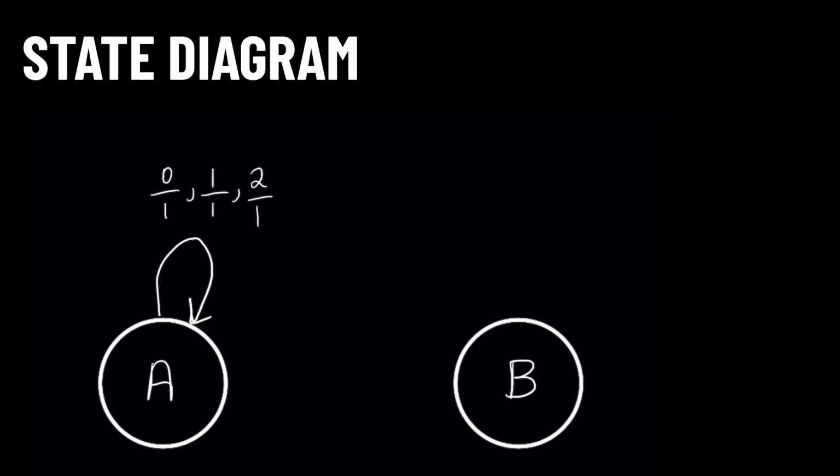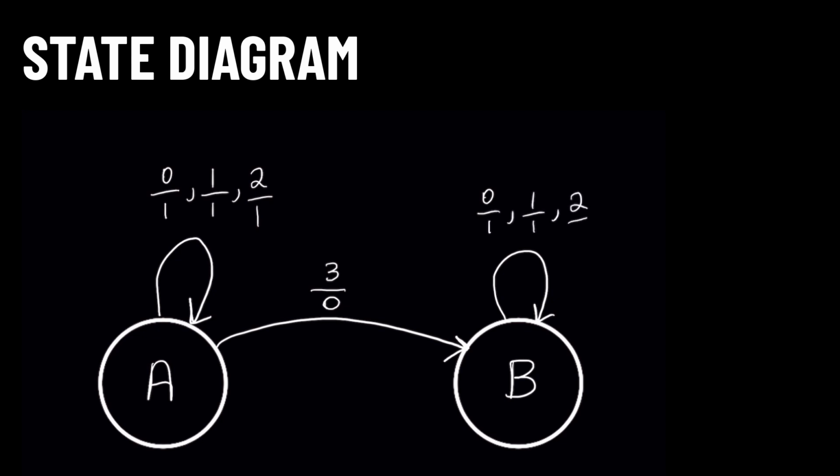In state A, we will remain in state A if the input is 0, 1, or 2. The value of t for those conditions will be 1. In state A, we will transition to state B if the input is 3. The value of t for that condition will be 0. Any input we receive in state B will continue to keep us in state B with an output value t equal to 1.